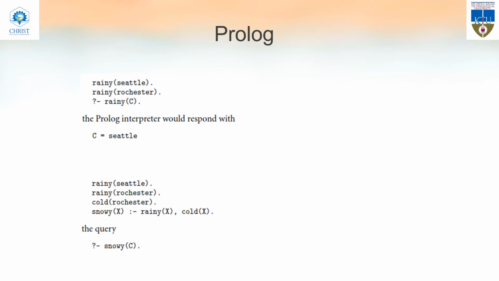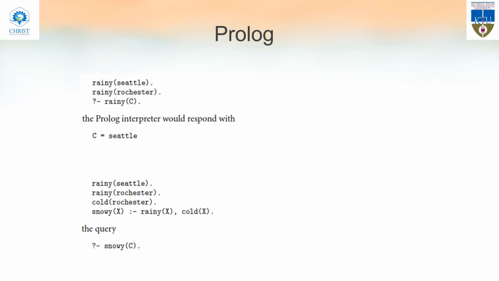So this is logical programming. Listen here. I am writing rainy(seattle). Seattle is a place, and it is rainy. Again, rainy(rochester). And here I am asking a question: rainy(C).